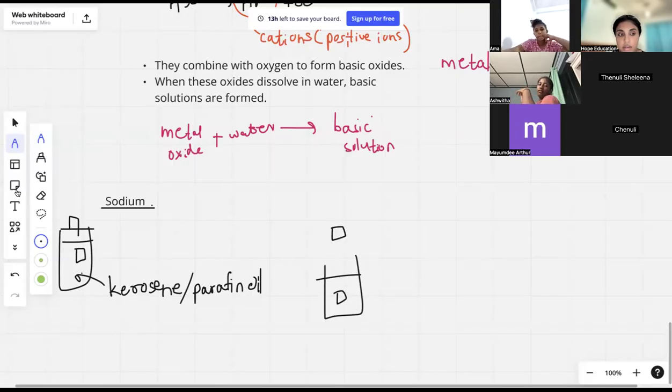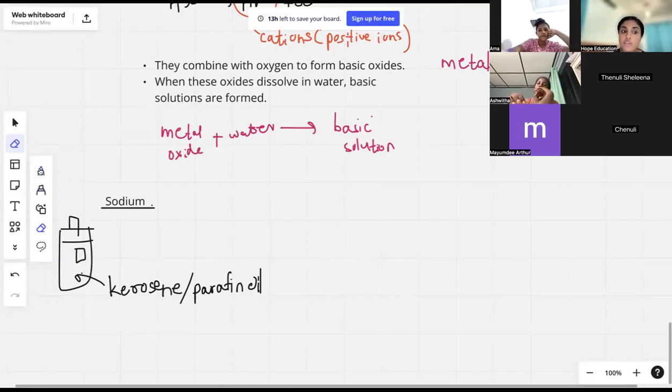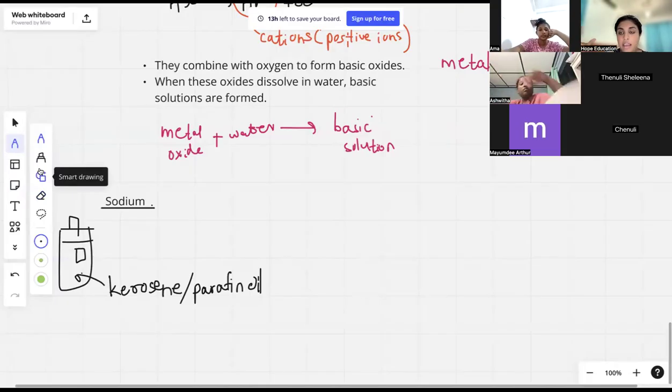Yes, Dinuki. So we want to stop sodium from coming into contact with the air as well as water and everything else. So what do we do? We put sodium in oil and seal it. Because the one thing about sodium is that it will not react with kerosene or paraffin oil. Sodium doesn't react with the oil. That is why we keep it in oil. Otherwise we wouldn't be able to find a piece of sodium, because it's so reactive, right?